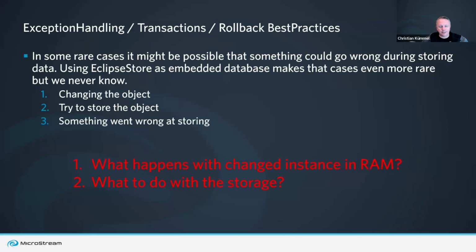What happens with the changed instances in the RAM? You will not notice that something goes wrong. Yes, you will get an exception within your logs, for example, but as a user on the application itself, you will not notice that this is not working properly because the RAM is changed. You will see the changes within your application, but it's not stored. Until you restart the application, then you will see, oh, all the data is gone. And that's a big problem. That is exactly why we have to deal with some rollback mechanisms at the end.